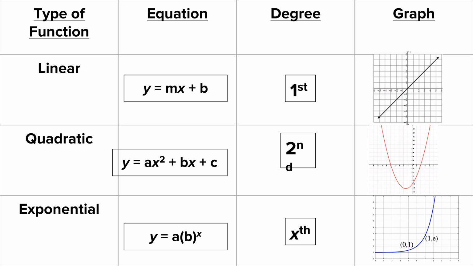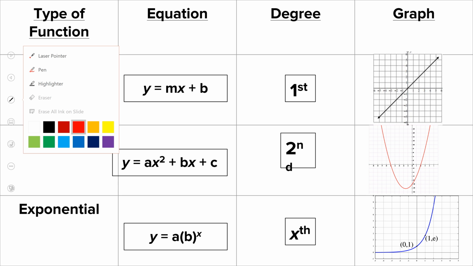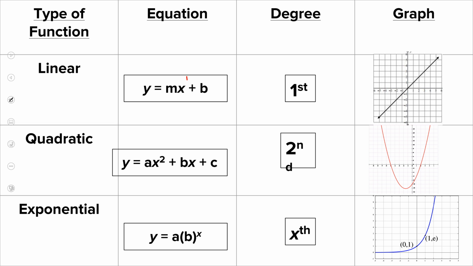We have a linear function with the equation y equals mx plus b. If we look at this equation, we can look at the degree of the equation on our x term here. That x term has an understood 1 for its exponent, so it's in the first degree. And a linear function is going to have a line for its graph. Then we move into quadratics.